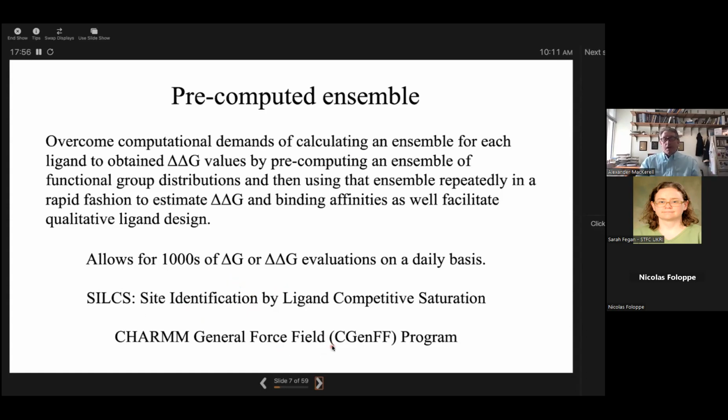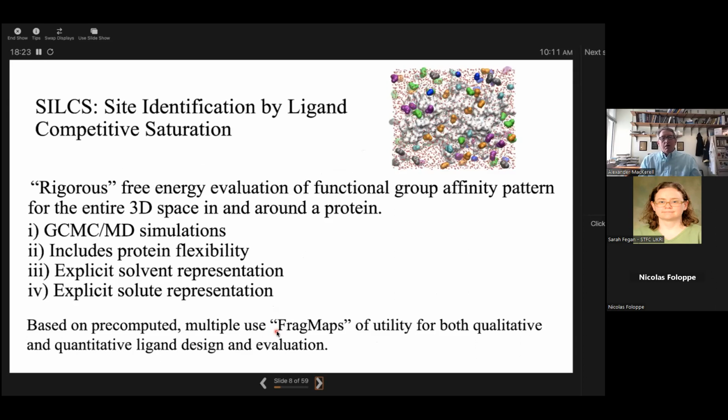And I'm not really going to go into the CGenFF program. I've got one slide at the end. But the CGenFF program's important because if you're doing thousands of ligands, you need a tool that allows you to quickly read in ligands, generate the topologies, assign the parameters, and then do your calculations. And the CGenFF program does that quite nicely. It's basically you generate your molecules in no time at all. Okay, so now the SILCS technology.